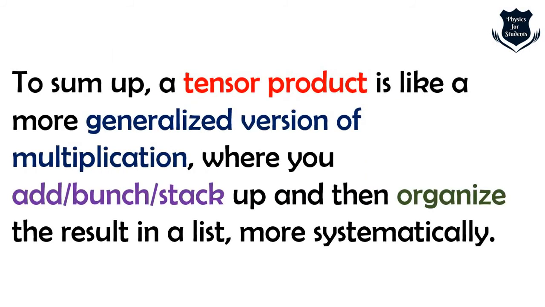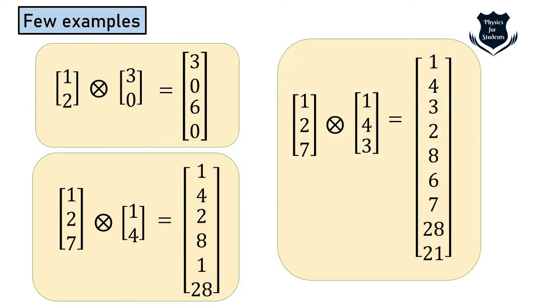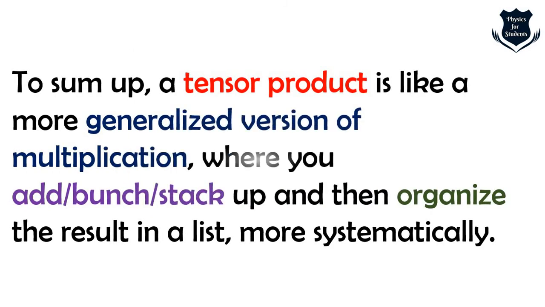Now just to sum up, you can understand this in very easy language: the tensor product is a more generalized version of multiplication, where you bunch or stack up and then organize the result in a list more systematically. If you go back to the slides, you can see that we are basically multiplying and building on those. These are a few examples, just to sum up how rank 1 and rank 2 give rank 5, a basic summary of what the tensor product actually is.